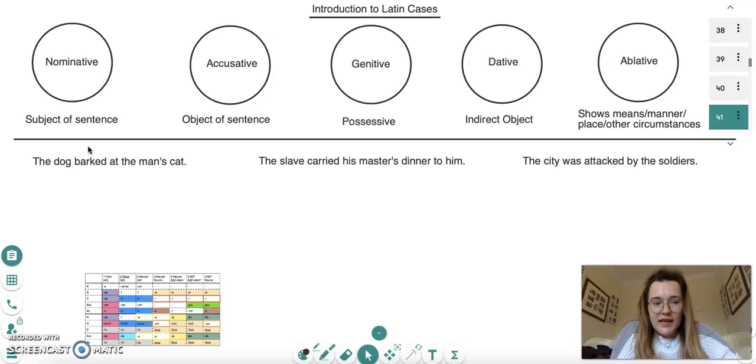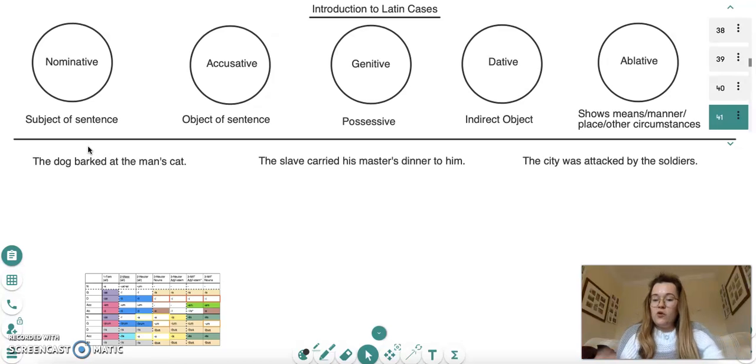So the nominative is the subject of the sentence. So it is the main focus of the sentence. Everything else will relate to it in some way, if that makes sense. You've then got the accusative, which is the object of the sentence.